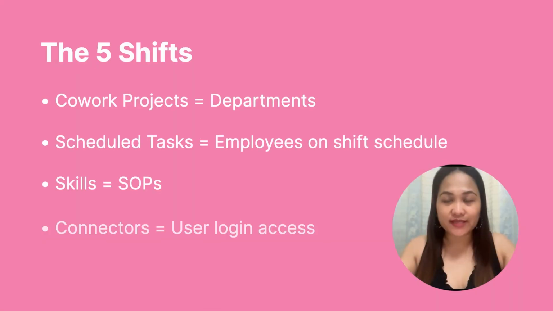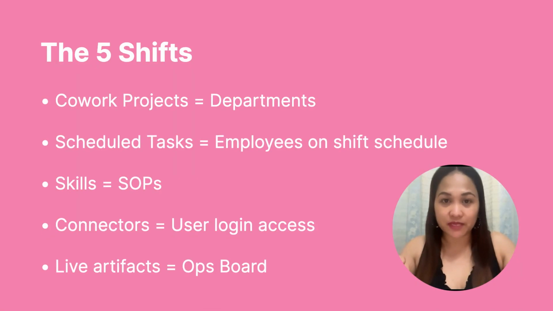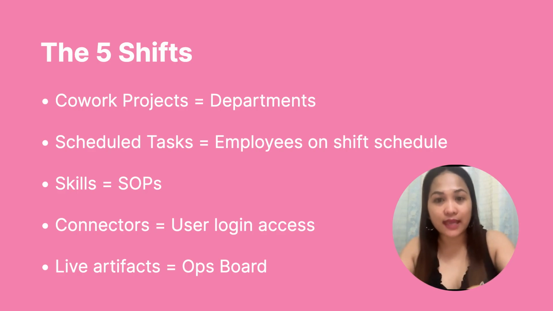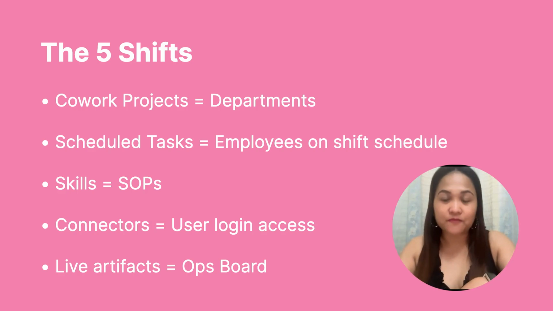Okay, so those are the 5 shifts. Your Cowork projects act as your business departments. The automated tasks are like employees on a shift schedule. Your skills are like the SOPs that employees use to follow a standardized process. Using connectors is like giving employees user login access in order to do their job. Finally, live artifacts are like the ops board in an office.